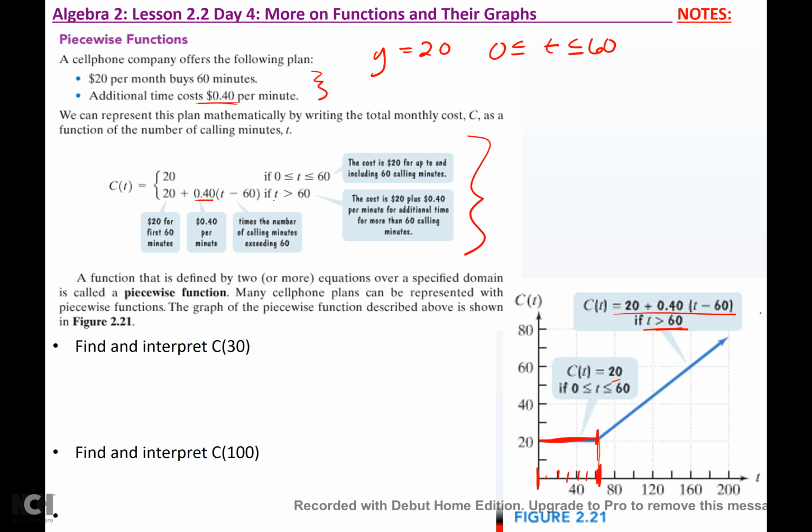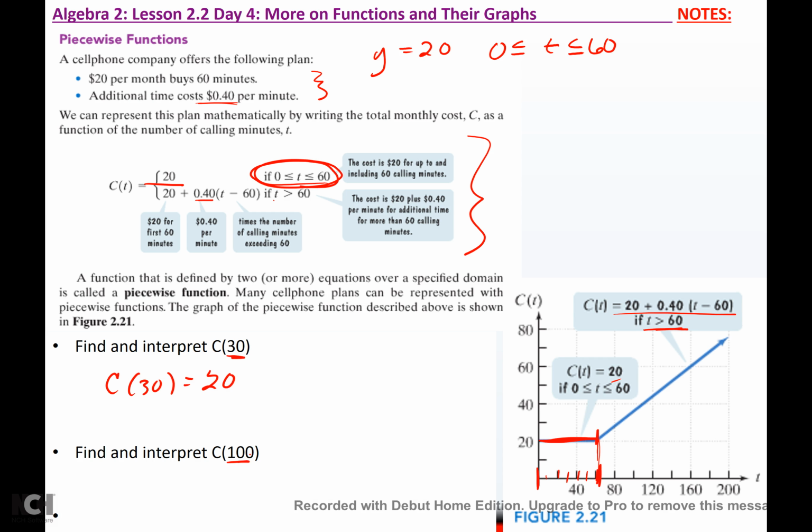So it says, find and interpret C of 30. Well, if you're only talking for 30 minutes, you're in this restriction. So your cost is going to be 20. I don't have to do any math. It's not over 60. It's just going to be 20 bucks.